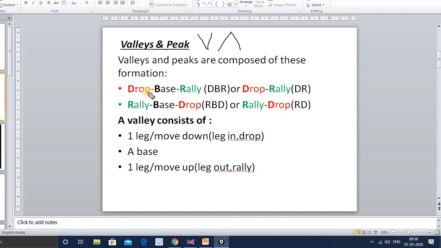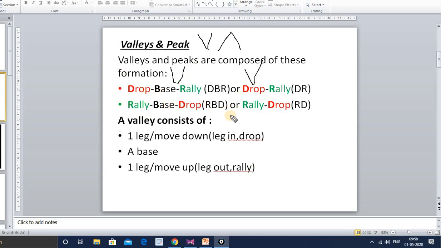So how to draw a valley? So this one is for drawing a valley. See, drop means what? Price coming down, drop, then base and then rally. So it made a V. Drop, base and rally. Or sometimes you'll see in the charts that there's no basing, but the price moved down and then it moved up. So it's a drop, rally. So it's a V shape and this is how valleys are formed.